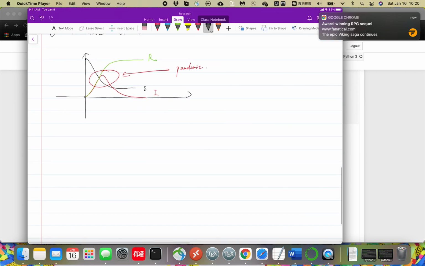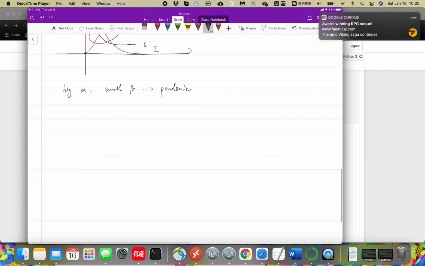To make that happen, what you need is a big alpha or a small beta, which means fast infection, slow recovery. So the whole game is actually playing with these two numbers and trying to make sure which one is faster. If the recovery is faster, what you're going to get is something totally different.